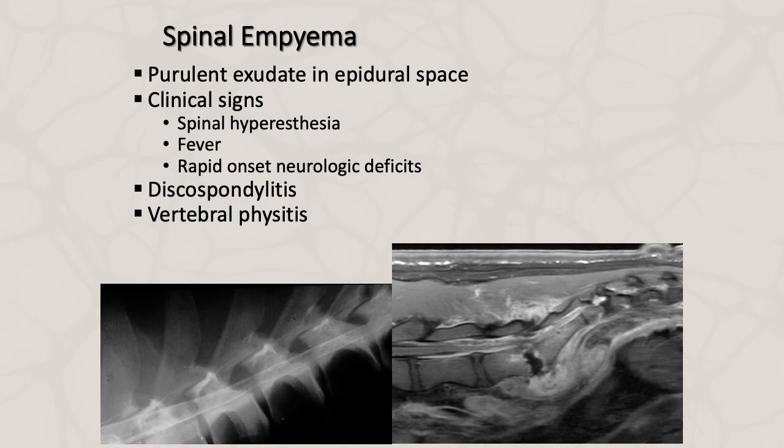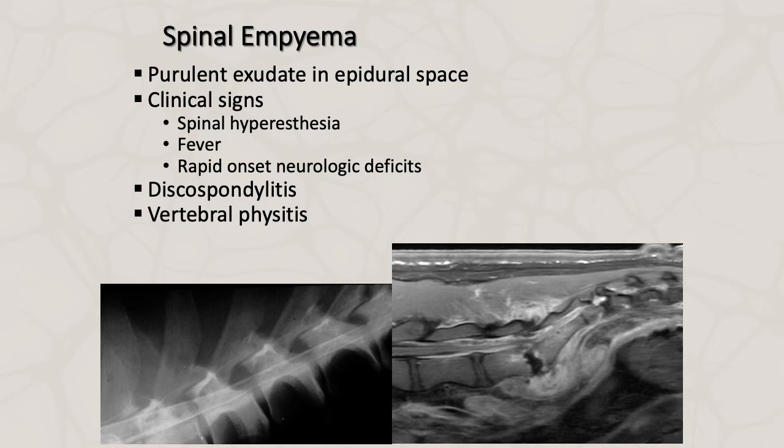Presentation and pathogenesis: spinal empyema is defined as an extensive accumulation of purulent material in the epidural space of the vertebral canal. This is an uncommon condition, also reported in humans after spinal epidural anesthesia, spinal surgery, or hematogenous spread. Direct extension of osteomyelitis is another cause of the infection. Characteristic clinical signs are a high fever, acute progressive spinal hyperesthesia, and progressive myelopathy.